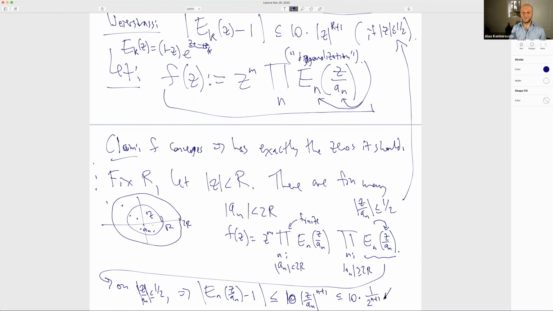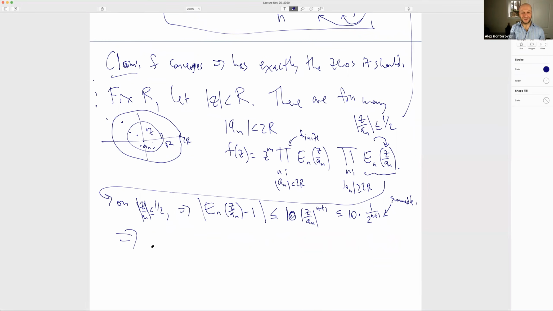And this is summable. And if 1 minus a function is summable, then the product converges. And if the product converges, it vanishes if and only if one of the terms vanishes. And we're done.